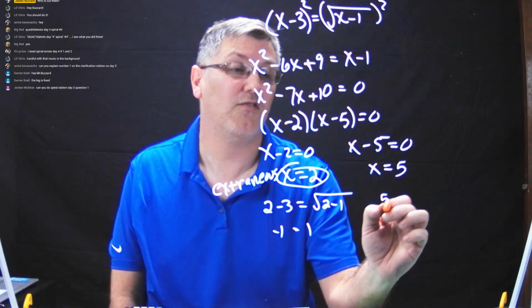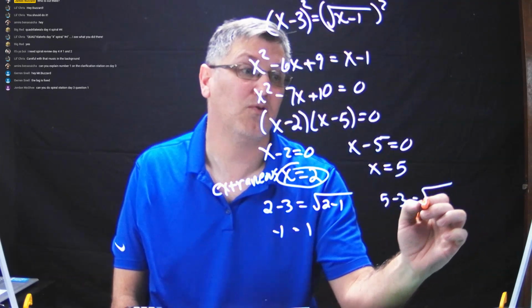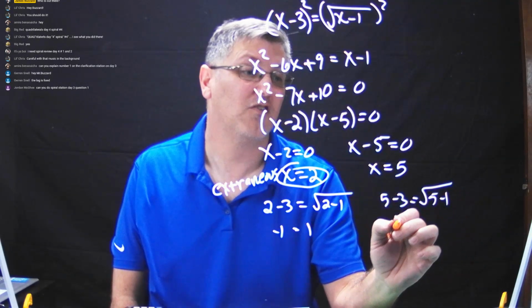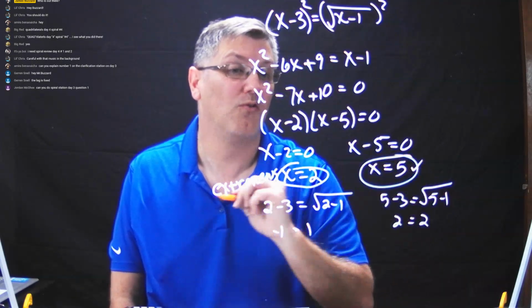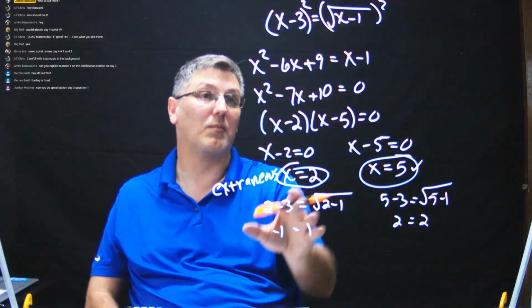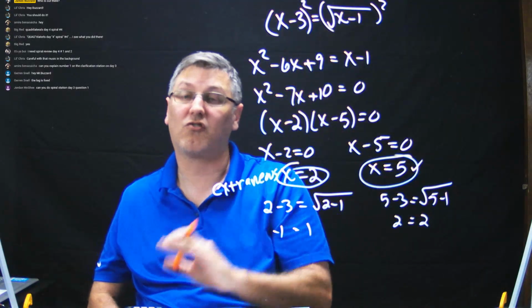We're going to do 5 minus 3 equals the square root of 5 minus 1. This gives me 2. Square root of 4 is 2, so this one's the answer. So only 5 is the answer. 2 does work mathematically when we do this, but that's actually an extraneous solution.